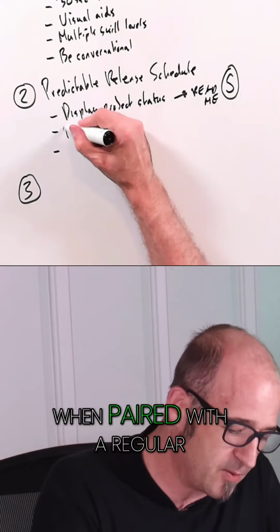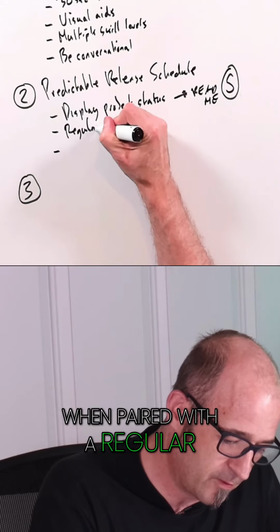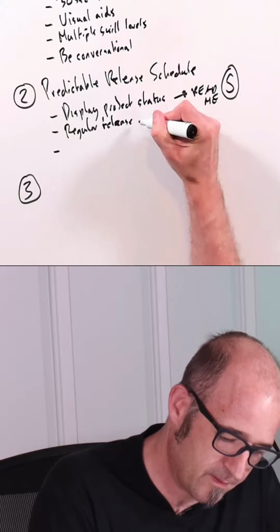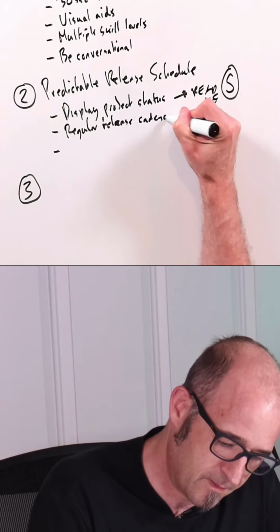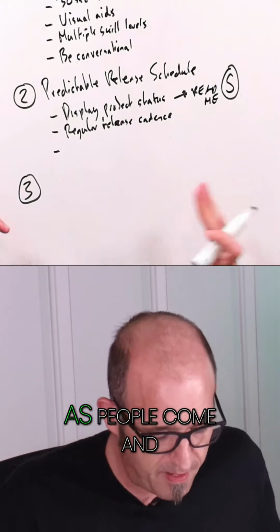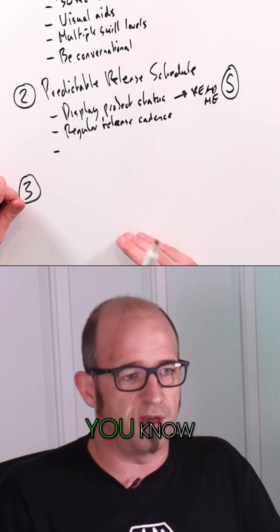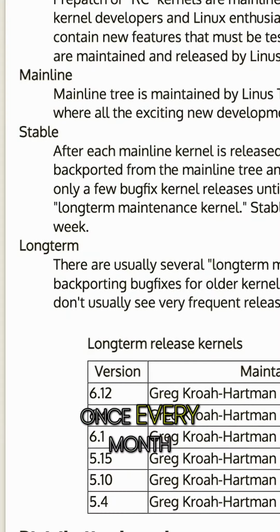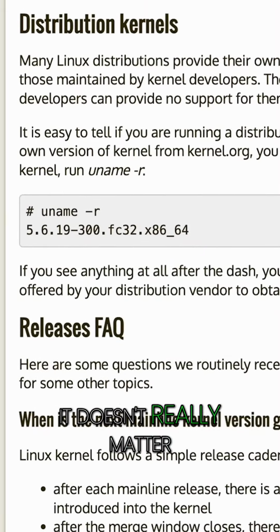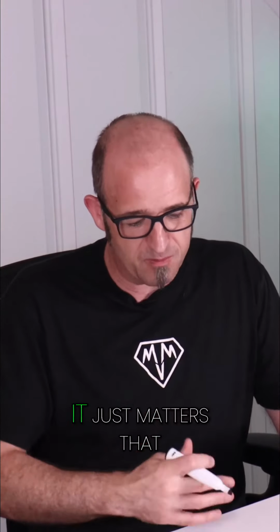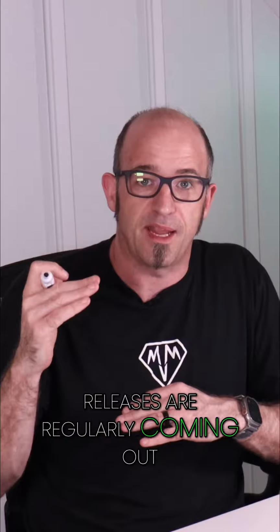And then this, when paired with a regular release cadence, is going to mean that as people come and check out your project, they see that it's alive, and then they see that you're shipping once every 2 weeks, once every month, once every quarter. It doesn't really matter what the cadence is. It just matters that there is a cadence, right? It matters that somebody can go and see there's been 5 releases in this particular time frame, and these releases are regularly coming out, right?